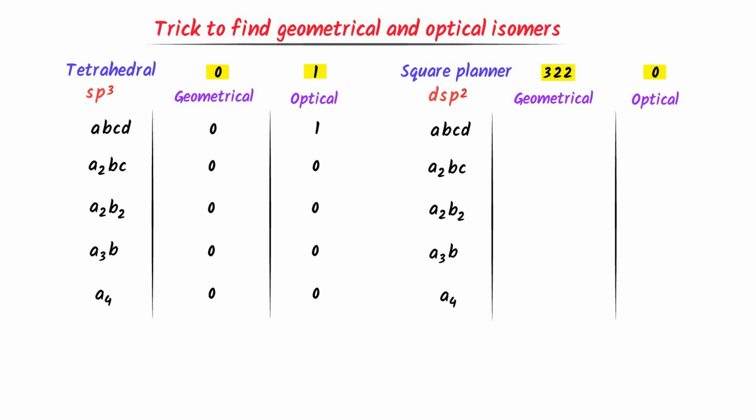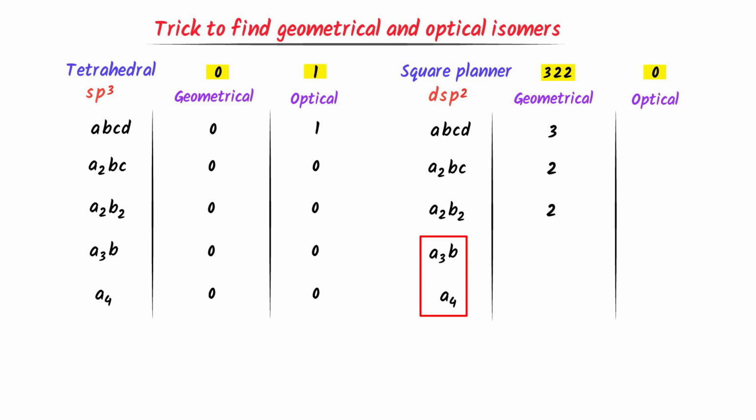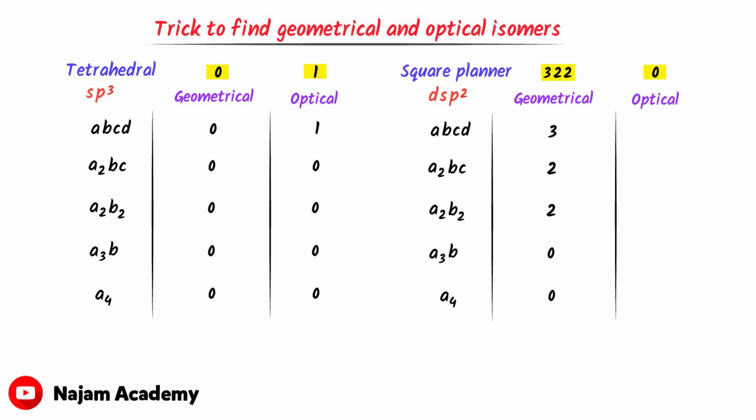This 322 means geometrical isomers and this 0 means optical isomers. I write 322. What about the fourth and the fifth case? There is no other number present. I write 00. Thus these are the geometrical isomers of these complexes. In case of optical isomers, this 0 reminds me 0 optical isomers of square planar geometry. I write 0, 0, 0, 0 and 0.